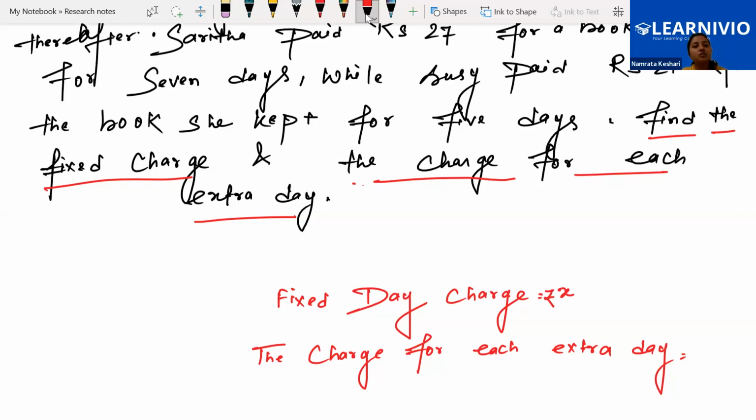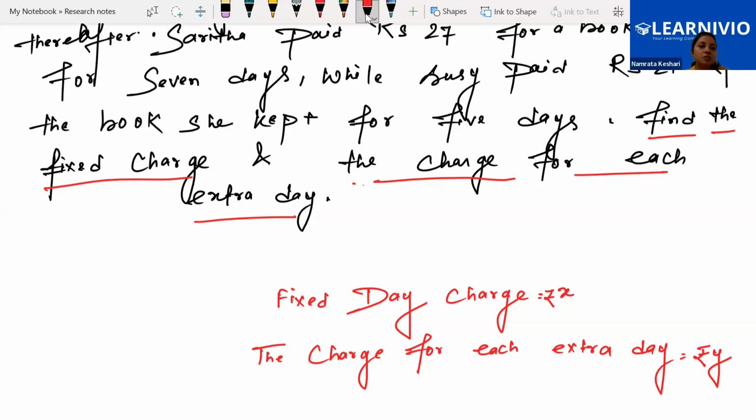After that, for each day there will be y rupees which will be added. If I am keeping it for 1 day, y rupees. If I am keeping it for 2 days, it will be y plus y. If I am keeping it for 3 days, it will be y plus y plus y, or we can say it is 3y. Are you getting me? Yes.